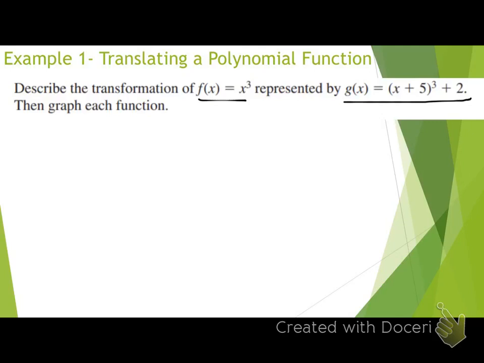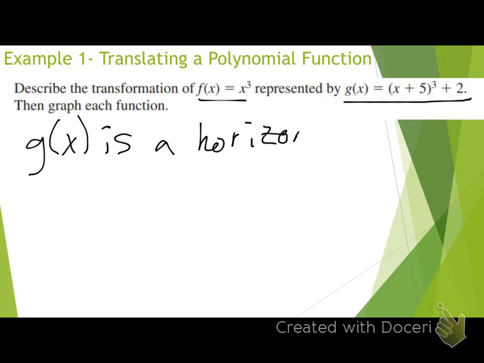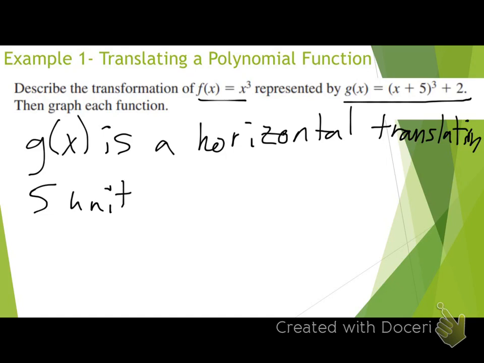So I'd say g of x is a horizontal translation 5 units to the left. 5 units to the left. Everyone okay with that? The horizontal translation part?